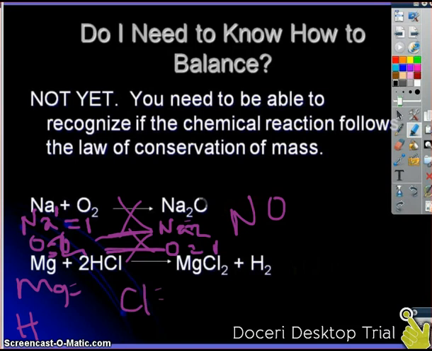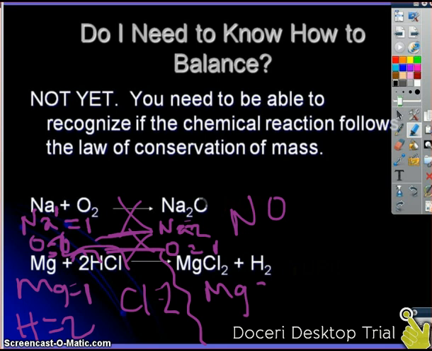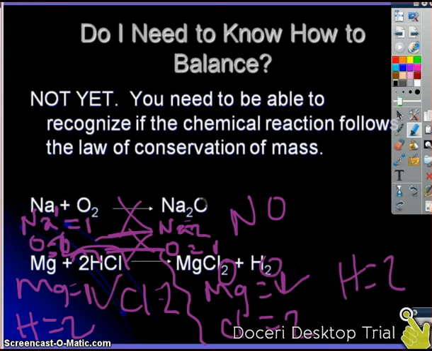Okay, so how many magnesiums? We only have 1. We multiply out. We have 2 hydrogens, 2 chlorines. And on this side we have 1 magnesium, 2 hydrogens, 2 chlorines, and then 2 hydrogens. So our magnesiums match. Our chlorines match. And our hydrogens match. So this one is a yes. It is balanced.